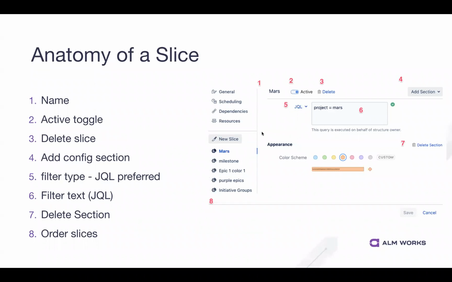We can see I've got a couple slices here. This top one is project equals Mars. And we can guess that this purple epics one down here is going to make my epics purple. Now, naturally, if I have an epic in the Mars project, it's going to show up as orange because it's going to match this top slice. It's never going to look at any of the slices underneath. It's always going to be the top matching one, and then everything else is going to be ignored. So make sure that those things are in the correct order.